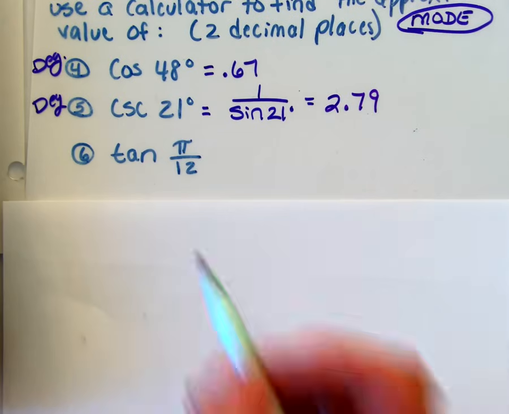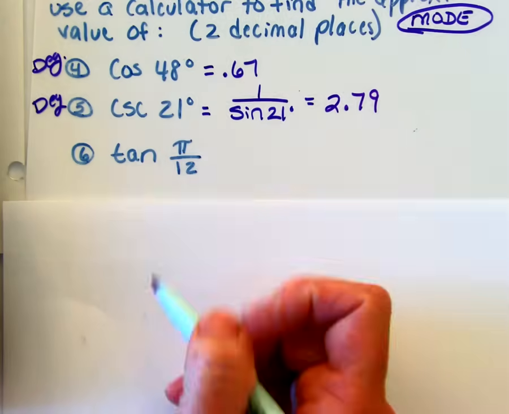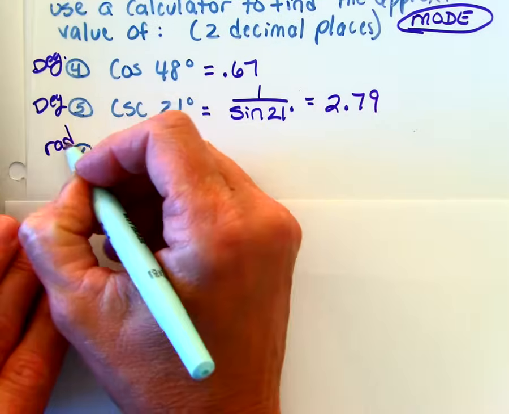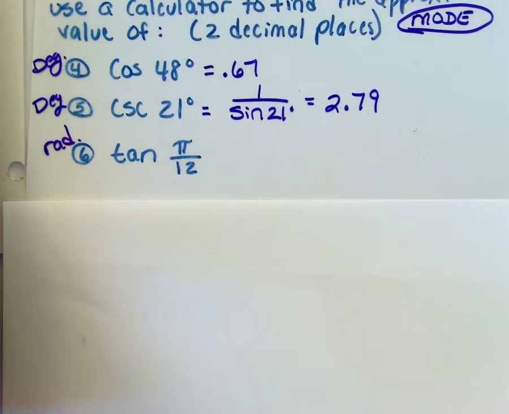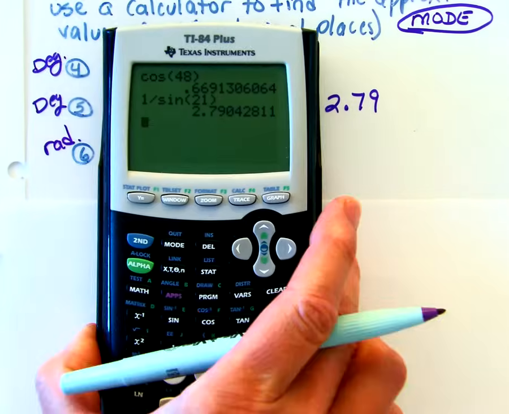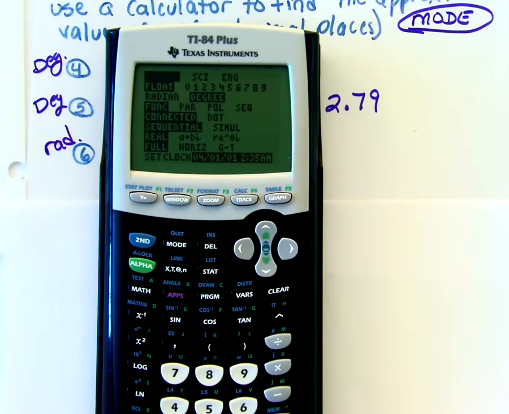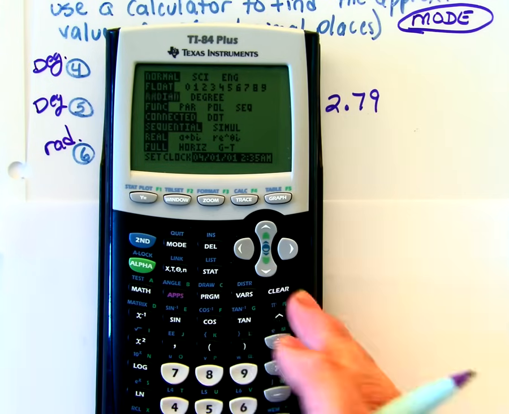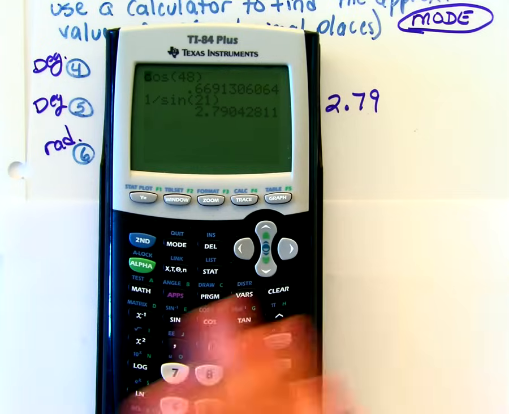Then the last one on here, notice this is back in radians. So this mode needs to be in radians. So you're going to go back to your calculator. You're going to go to mode. Come down here to radians. Press enter to darken the radian. Then you can clear out of there. I'm going to clear the whole screen.